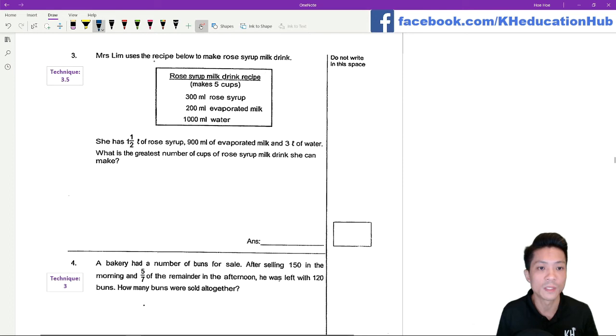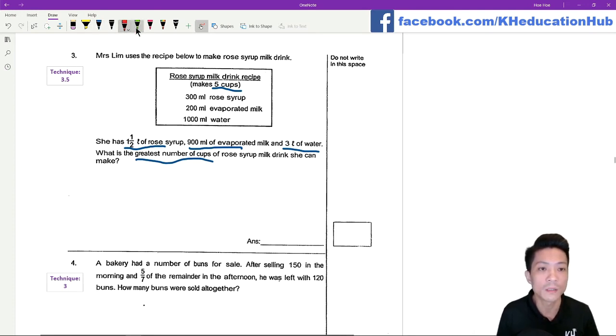Question 3. Mrs. Lim uses the recipe below to make rose syrup milk drink. Now this rose syrup milk drink recipe makes 5 cups, 300 ml of rose syrup, 200 ml of evaporated milk, and 1000 ml of water. She has 1.5 liters of rose syrup, 900 ml of evaporated milk, 3 liters of water. What is the greatest number of cups that she can make?